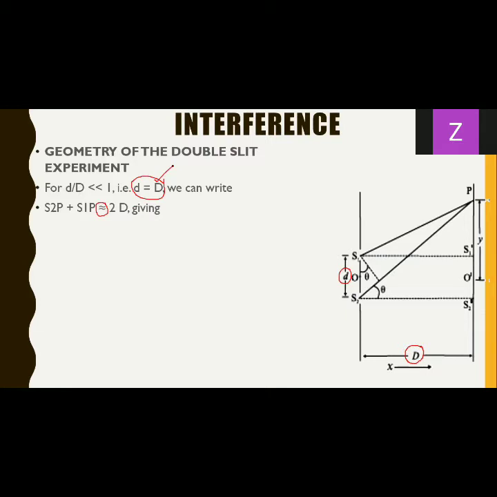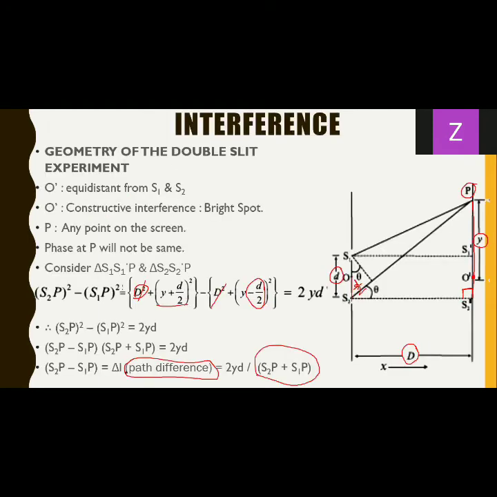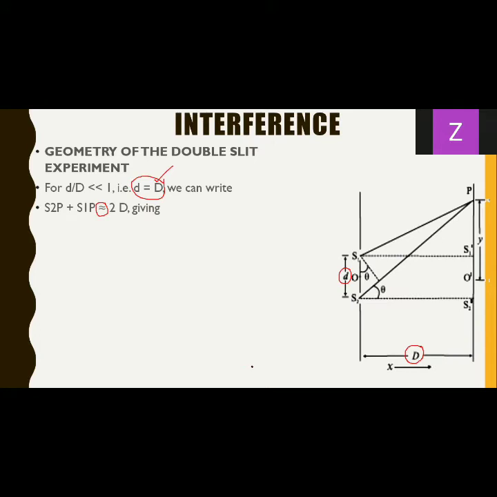So what we will get? Going back up a little bit, what is the formula which we had for path difference? Delta L is equal to 2YD upon S2P plus S1P. But what is S2P plus S1P? Now we have 2D. So what we will get? Delta L is equal to 2YD upon 2D. So this 2 and this 2 will get cancelled. We are left off with YD upon D. Now keep in mind, this is for constructive interference. And obviously this is just for the one value which we have found out.